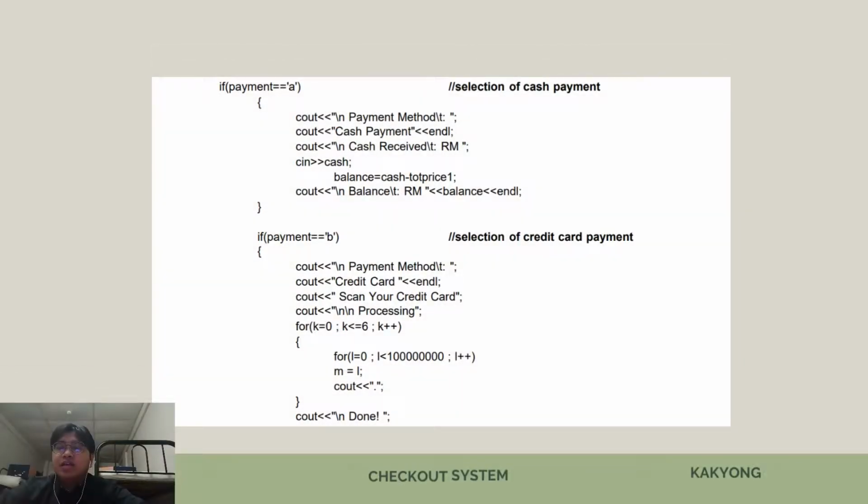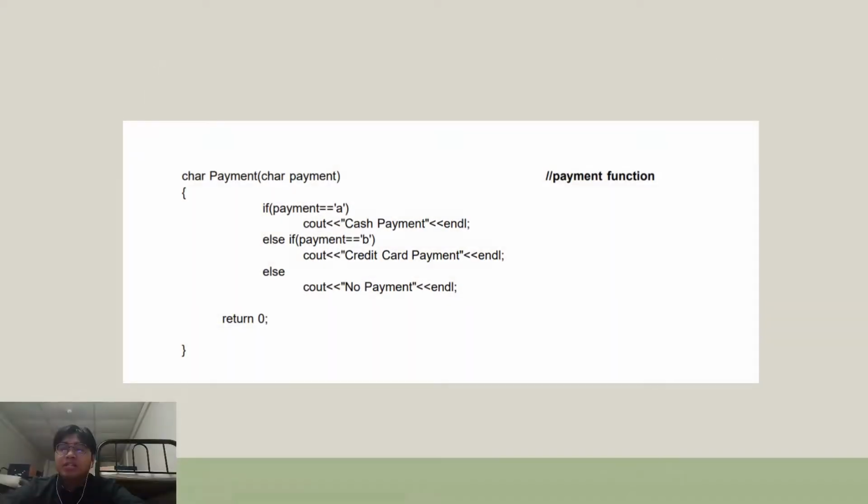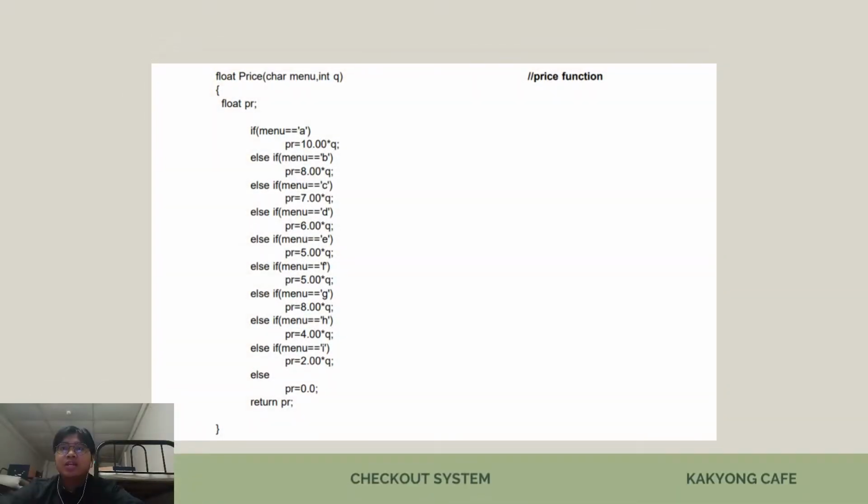This slide explains the selection of cash payment and the selection of credit card payment. If the customer uses cash, we use the top method, while if the customer uses credit card, we use the bottom method. This slide explains the output of the receipt. This slide explains the payment function. And the last slide explains the price function.